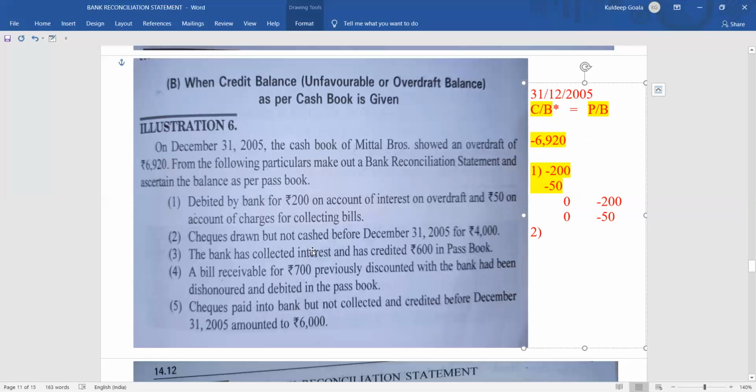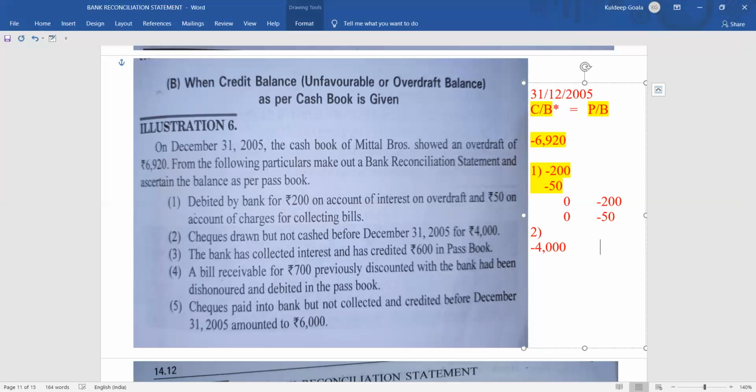Then coming to the next one, point number 2, what is given here? Checks drawn but not cashed. Check drawn means we have paid. How much we have paid? 4,000. Okay, but not cashed before 31st of December. So we have drawn means we have made the payment of 4,000 rupees. The check amount was 4,000. So 4,000 rupees we have made the payment. So minus 4,000 we have deducted from our account.